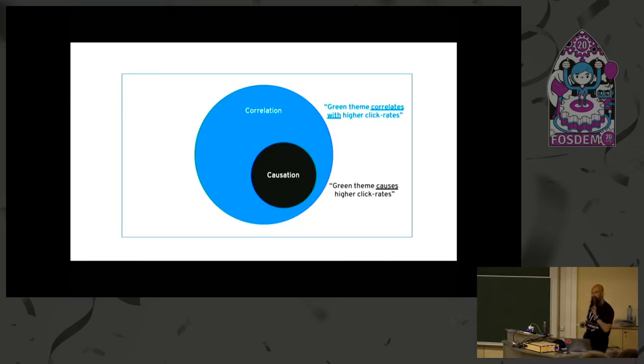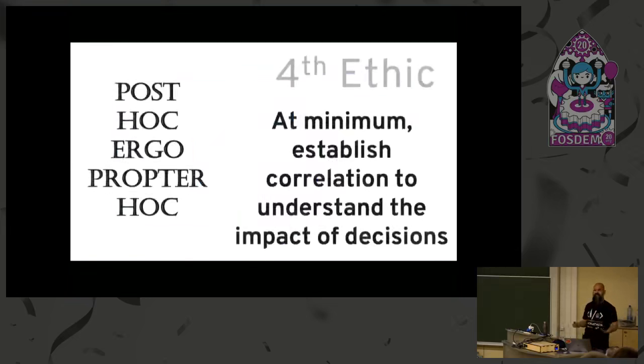Causation is hard to pin down in real life because there are always so many factors. Especially in live testing, you can never have the laboratory where you change even one variable, even in A/B testing. It's really hard because you never know the extra factors that you weren't measuring. But if you have excluded correlation, you have excluded causation. And this brings me to my fourth ethic. At minimum, establish correlation to understand the impact of decisions.